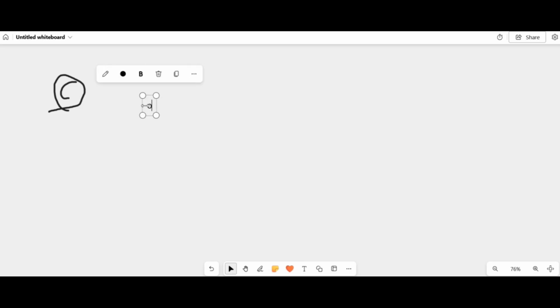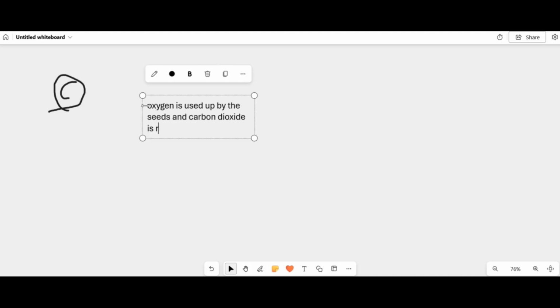So oxygen is used up by the seeds, and the carbon dioxide is released and absorbed into the solution, which is KOH in this situation. So hence the pressure in B decreases. It's going to be absorbed into there, so the pressure inside B is going to decrease. Alright.